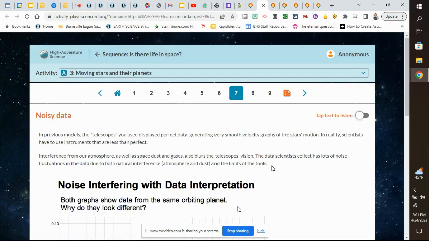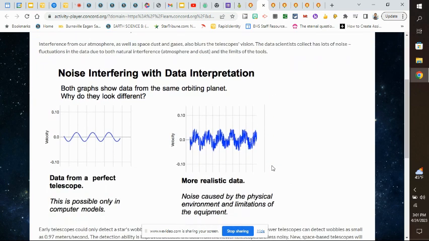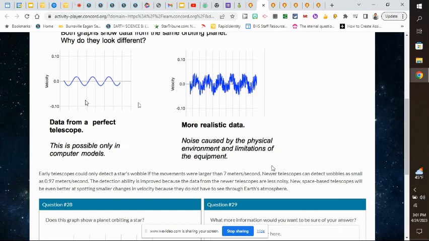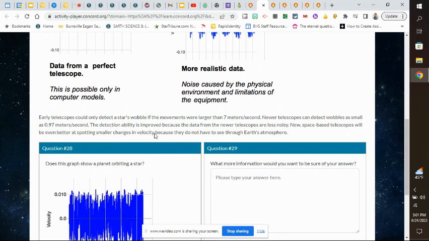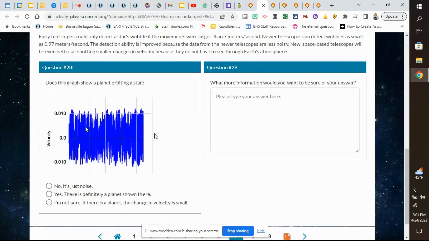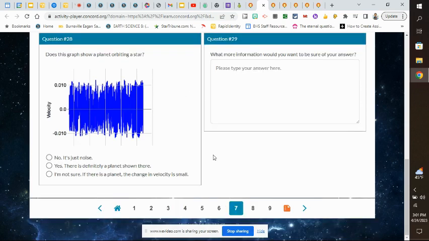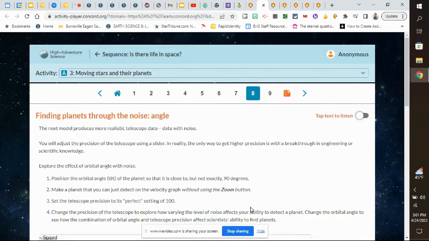This one has to do with noise. The telescopes in previous activities were perfect. We don't get that in real life. So here's a perfect telescope. More realistic data is like this fuzziness. So you're given this. Does this show a planet orbiting a star? What do you think? And what more information would you want to be sure of your answer? Question on page 8.